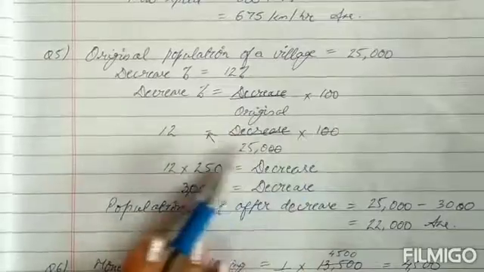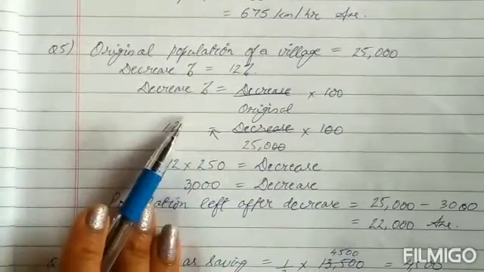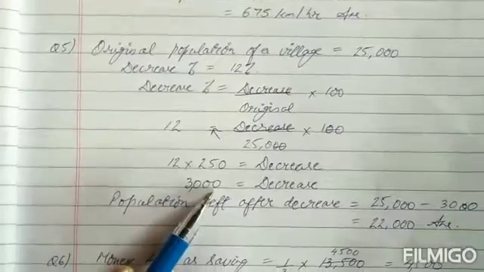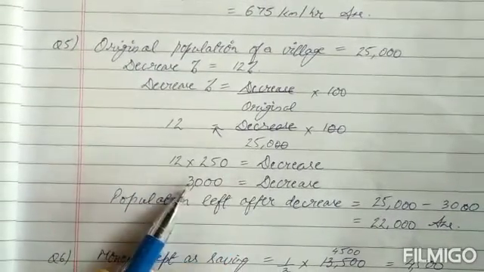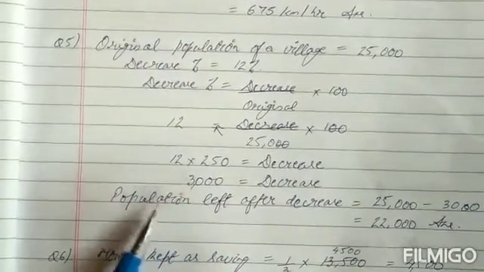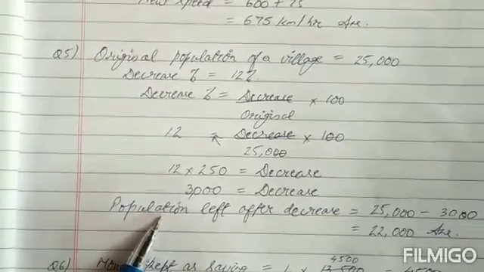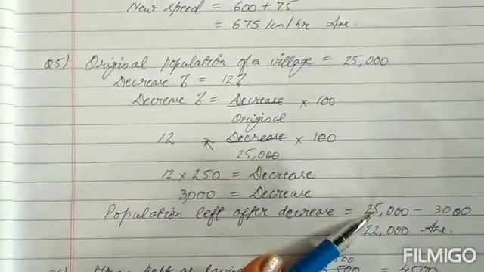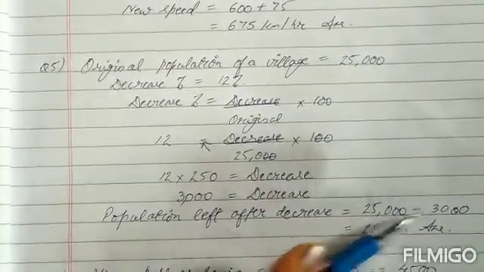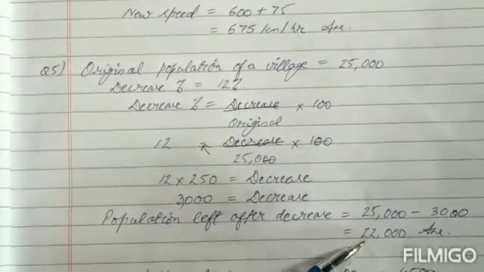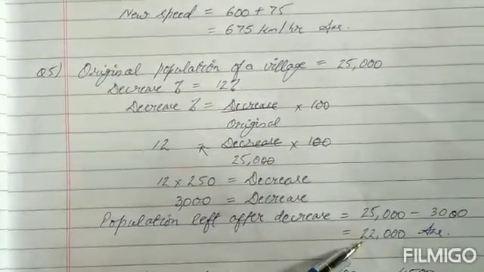Cancel the zeros and 250 you will take it on the other side, will go as multiplication. Multiply them and the answer is 3,000. So the decrease is 3,000. And we have to calculate the population that is left after the decrease. So from 25,000, which was the original population, subtract the decrease and you will get 22,000 as the answer for this particular question.